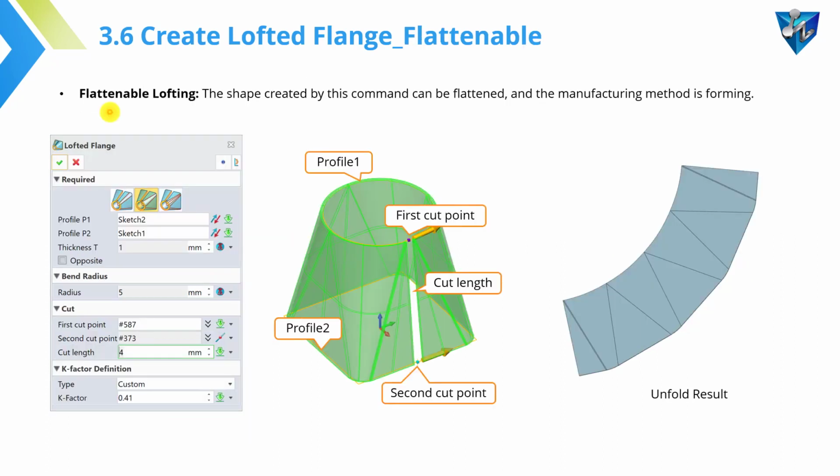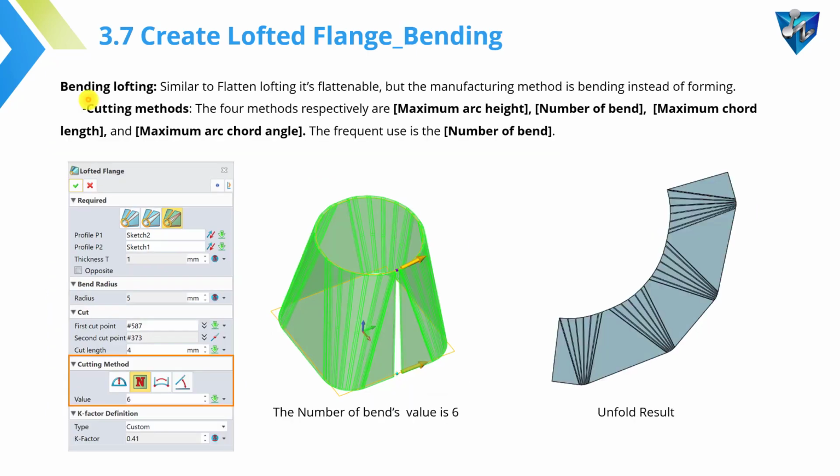And the second is the flattenable lofting. This kind of flange can be flattened and manufactured by forming methods like press die. And since it's flattenable, there must be a gap inside. And the third type is bending lofting. Similar to the second one, it will create a flattenable flange. But the difference is, in this case, the manufacturing method is bending instead of forming. As you can see in the figure below, it will bend many times to create such a lofting shape.